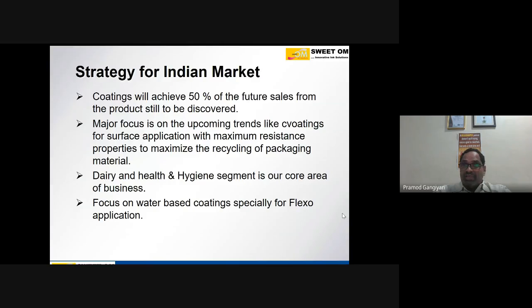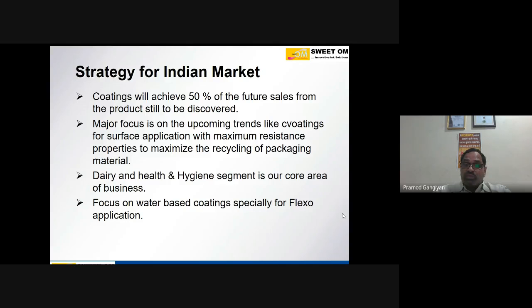It is not thermoplastic, it is thermosetting. So the present trend is that whatever coatings we can produce should be recyclable, so that you need not burn it, and you need not produce so many gases and garbage or pollute the environment. So there is a big industry coming up. Dairy and health hygiene segment is our core area of business in the coating industry. This dairy and health hygiene segment is a very big boom for the coating industry.